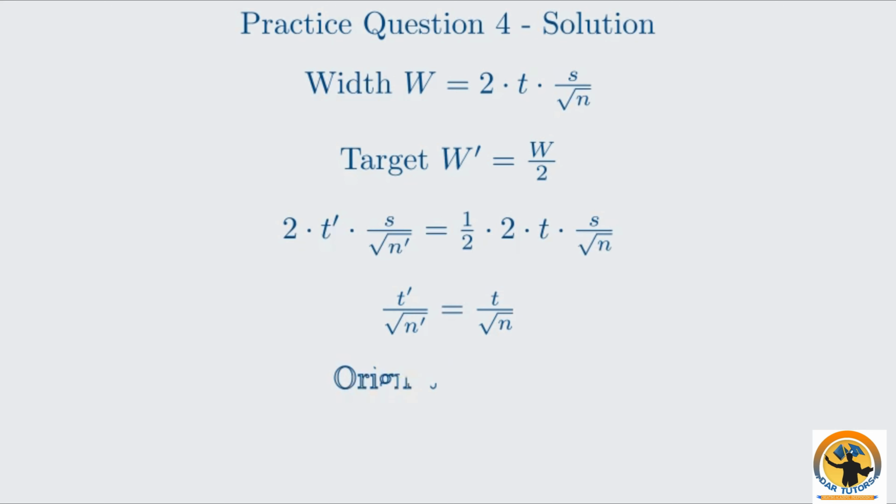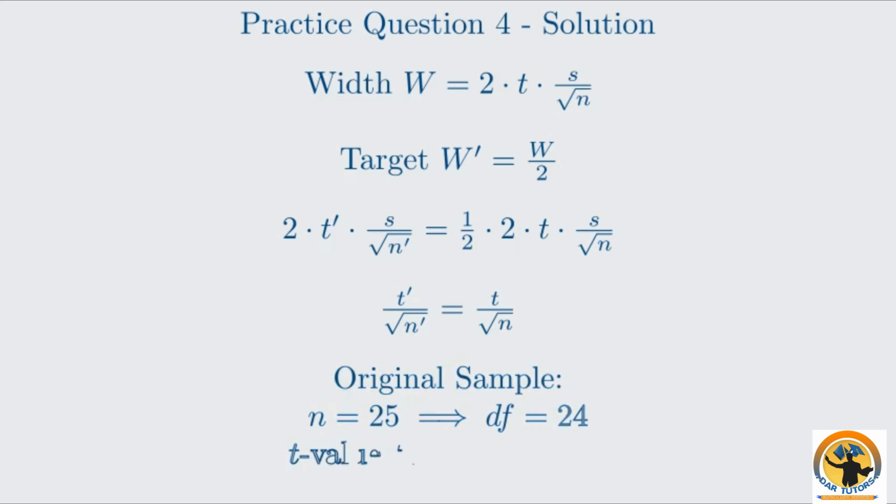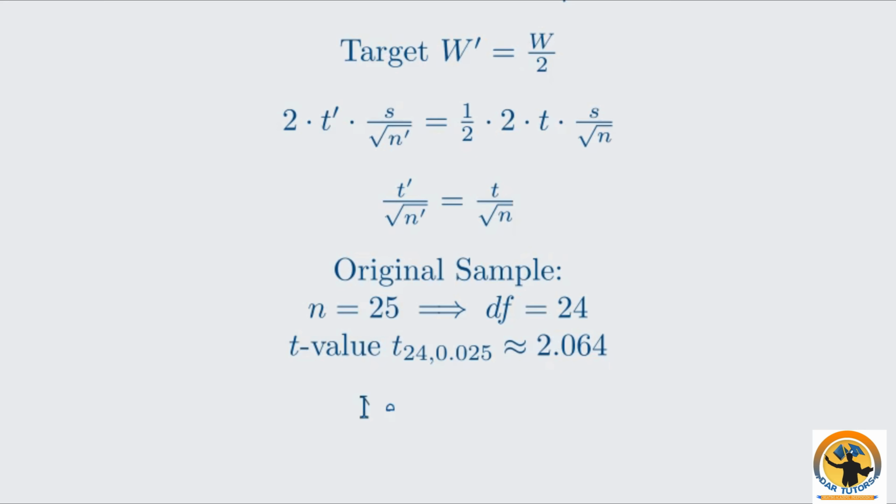Let's find the original critical t-value. For n equals 25 and 95% confidence, df is 24 and t is approximately 2.064. Substituting our known values, we have t prime over root n prime equals 2.064 divided by 5. We have two unknowns, t prime and n prime. A common simplification in IB problems, especially when the sample sizes are expected to be large, is to assume the critical t-value doesn't change significantly and instead use the z-value of 1.96.